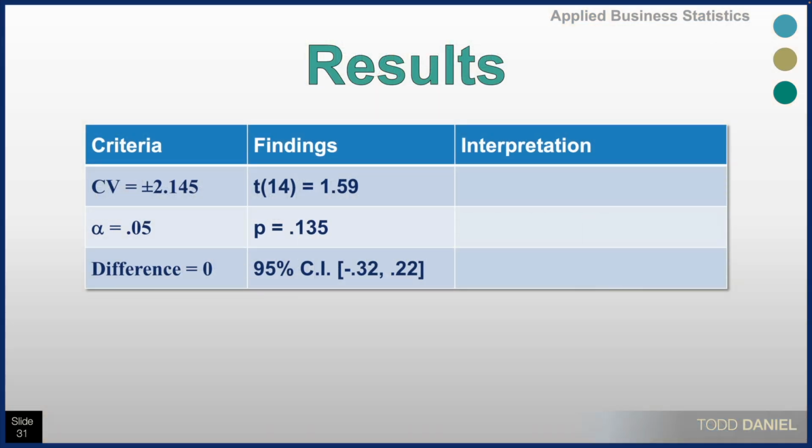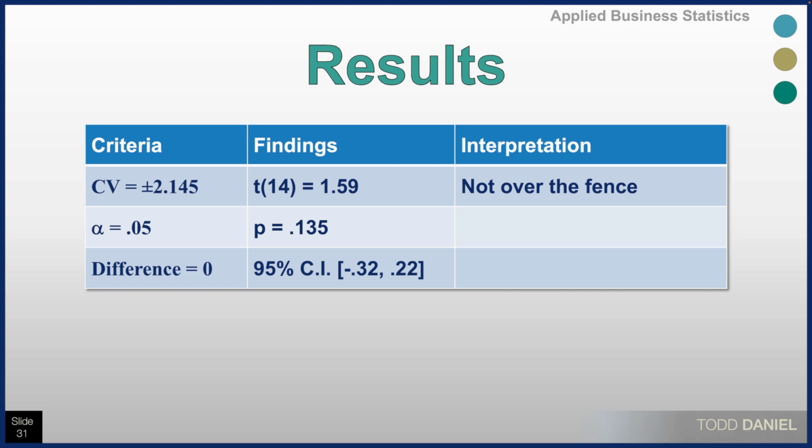There are three ways that we can determine statistical significance. The first is whether our test exceeds the critical value. And in this example, the test findings are not over the fence. They are not statistically significantly different.